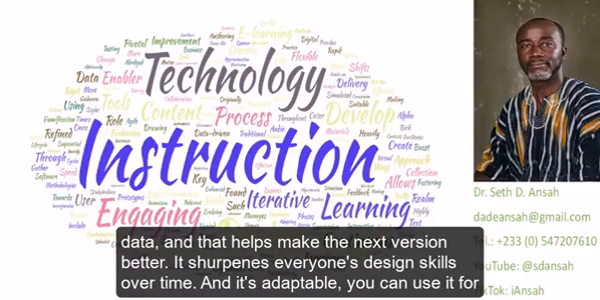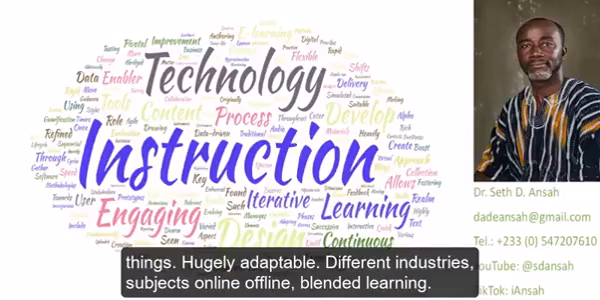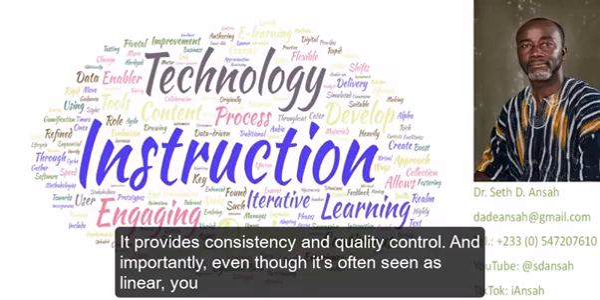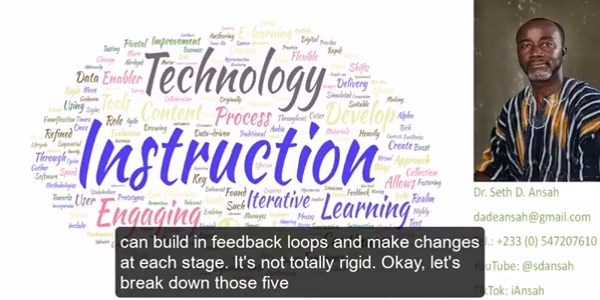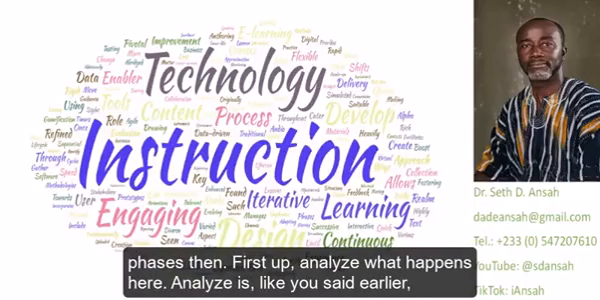And it's adaptable. You can use it for different things. Hugely adaptable. Different industries, subjects, online, offline, blended learning. It provides consistency and quality control. And importantly, even though it's often seen as linear, you can build in feedback loops and make changes at each stage. It's not totally rigid. Okay, let's break down those 5 phases then. First up, analyze. What happens here?